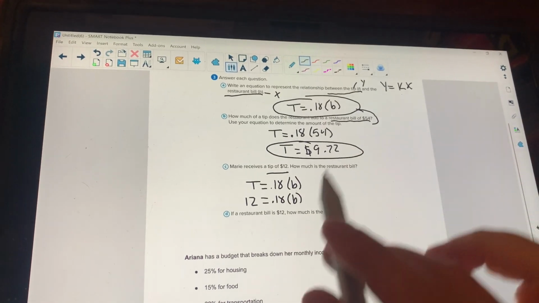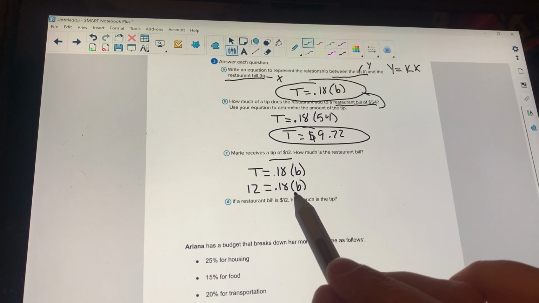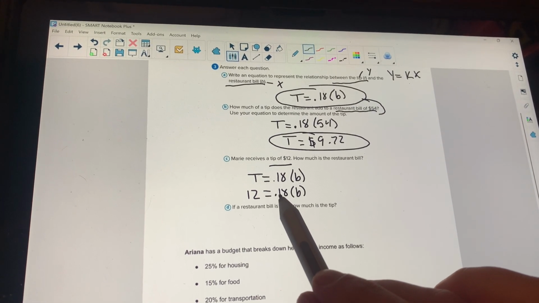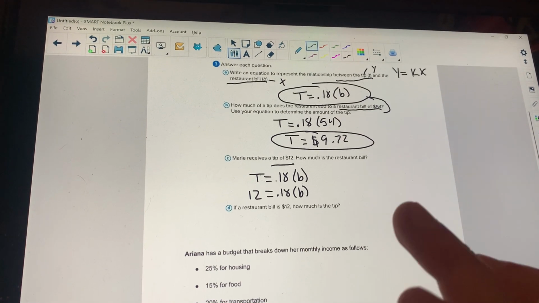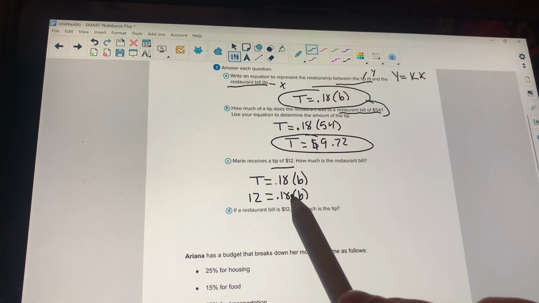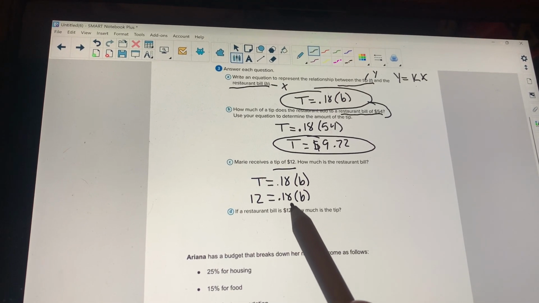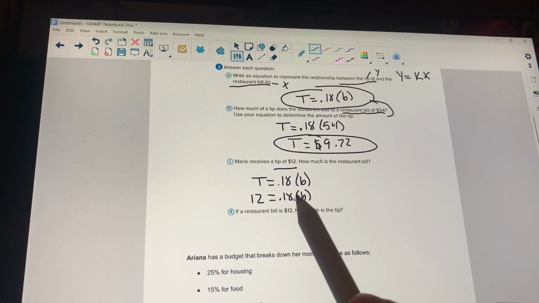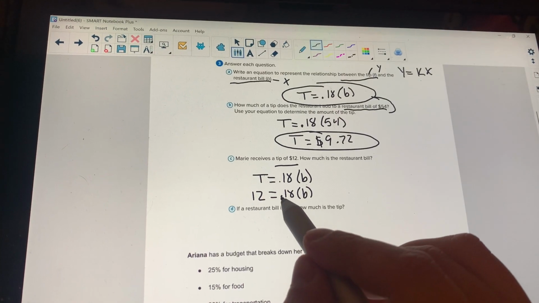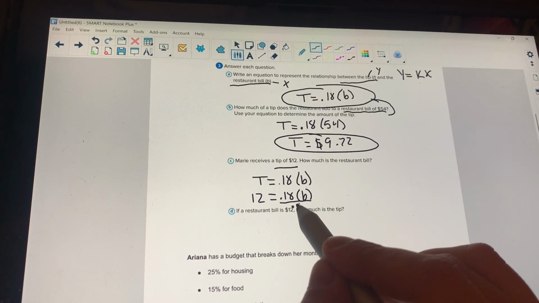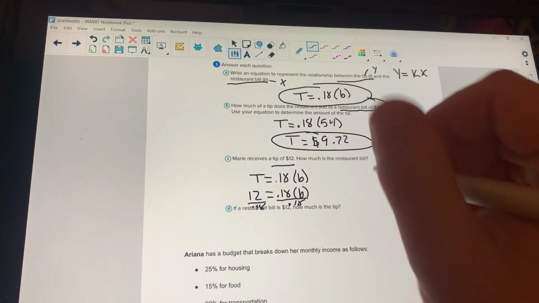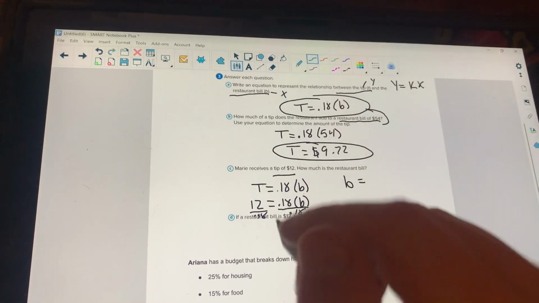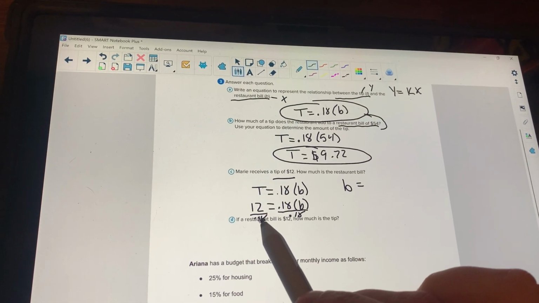I don't know B yet. But now I need to get B by itself because that's the variable. So what's happening between the 0.18 and the B? Multiplication is an imaginary operation, meaning there's not always going to be a sign there. So 0.18 and B, they're smushed together, which means multiplication. So I need to do the opposite of that. So I need to divide by 0.18 on both sides. And then I'll get B equals 12 divided by 0.18.